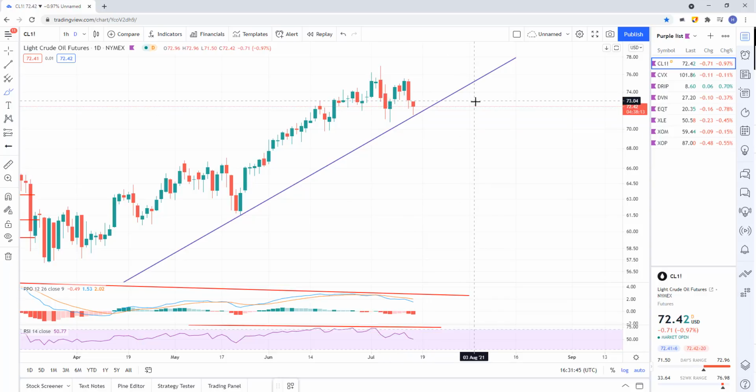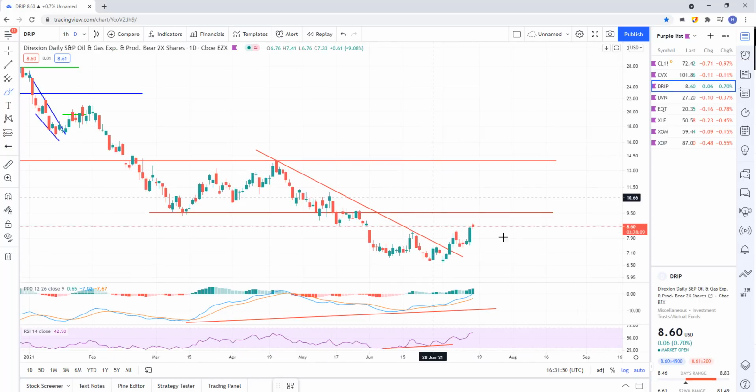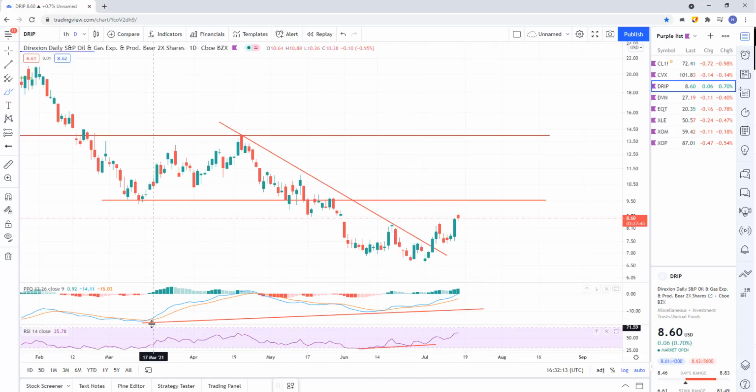But, as I scan through some of these other ones like DRIP, this is a 2 times, sorry, it used to be 3, but it's a 2 times leveraged short on oil. So you go long DRIP. If you think oil is going to sell off, then DRIP will go up. All right, it's an inverse ETF. So you go long DRIP when you think oil is going to sell off. And I've got this short-term daily downtrend here with bullish divergence.